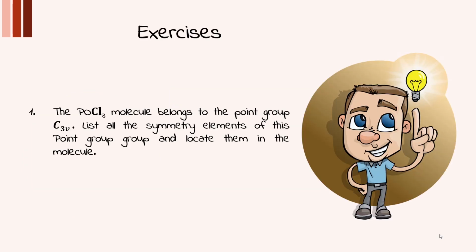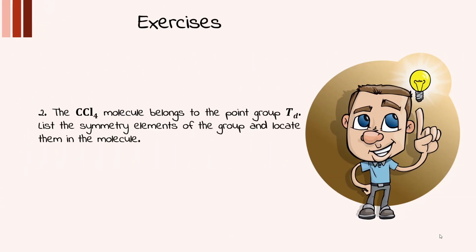Number one. The phosphorus oxytrichloride molecule belongs to the point group C3v. Now the point group is given. List all the symmetry elements of this point group and locate them in the molecule. You are familiar with the ammonia molecule? Do accordingly.